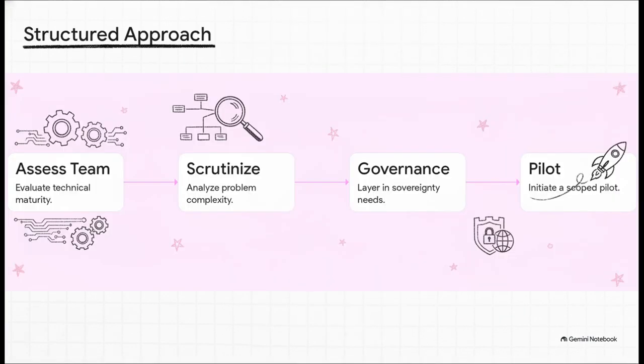To make your decision, follow this structured four-step approach. 1. Honestly assess your team's technical maturity and skills. 2. Ruthlessly scrutinize the problem's true complexity. Are we talking about a single task or a sprawling process? 3. Instantly narrow your field by layering in your non-negotiable data sovereignty and governance needs, because governance cannot be an afterthought. And 4. Initiate a tightly scoped, high-impact pilot program.